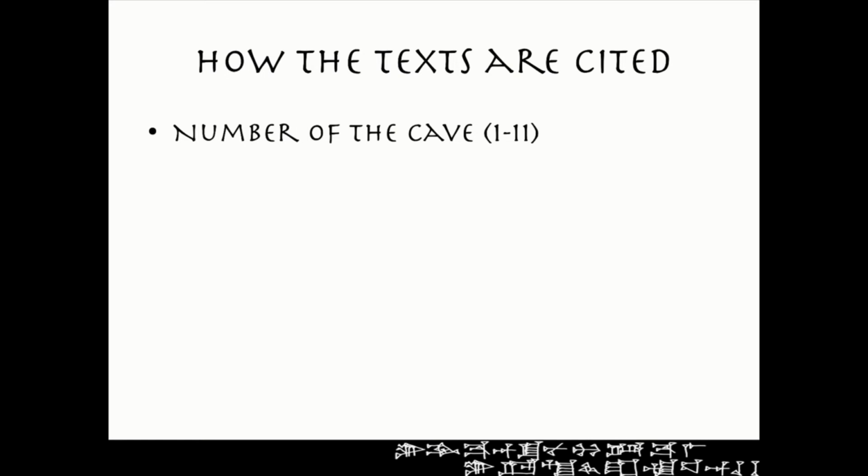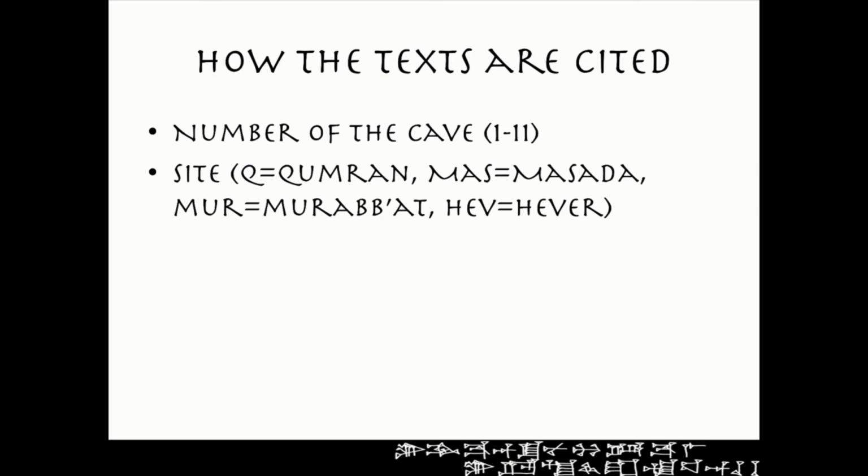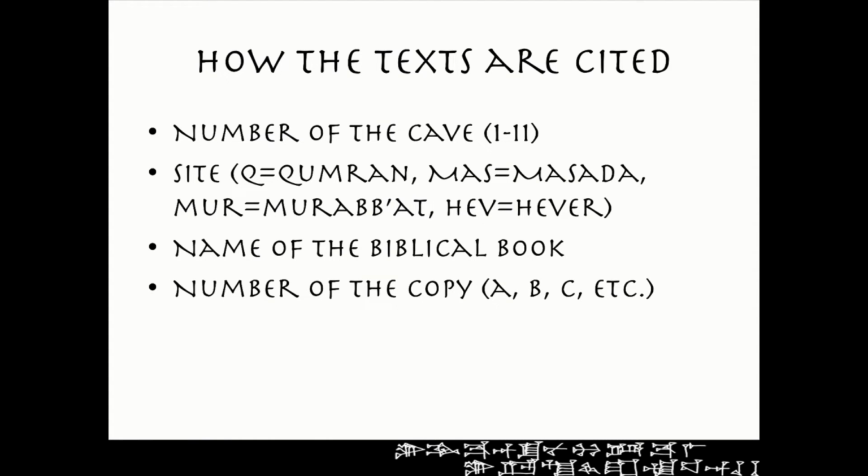So, they refer to the number, first the number of the cave in which the scroll or the text fragment was found. Then they provide a letter: Q for Qumran, MAS for Masada, MUR for Murabba'at, which I've spelled wrong there. Sorry, there's an A missing after the second B. I can't believe I pointed that out anyway. And HEV for Hever. Then the name of the biblical book is provided, followed by the number of the copies.